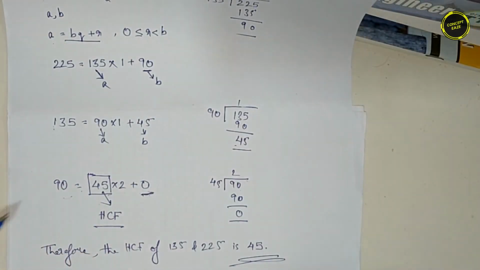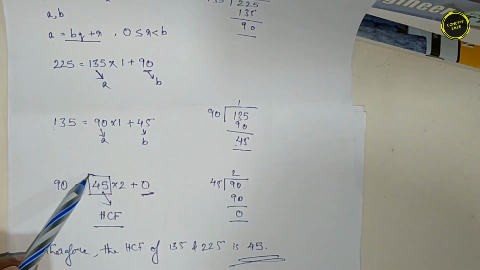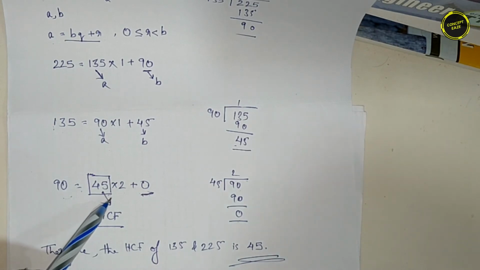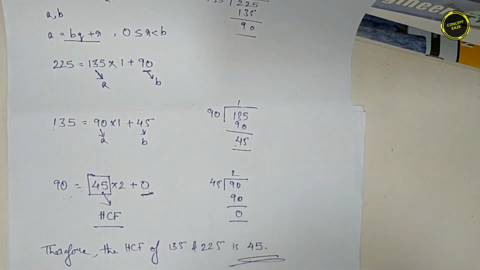So in this step we have attained the remainder as 0, and the divisor from this particular step is our HCF. So we can say that the HCF of 135 and 225 is 45. Guys, I believe that you have got how to solve this question. Do solve the remaining two and let me know the answers in your comments.